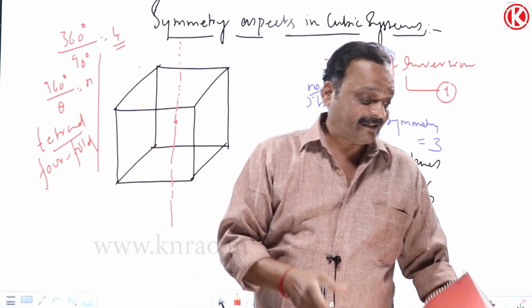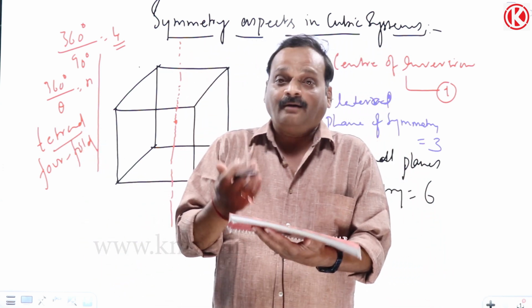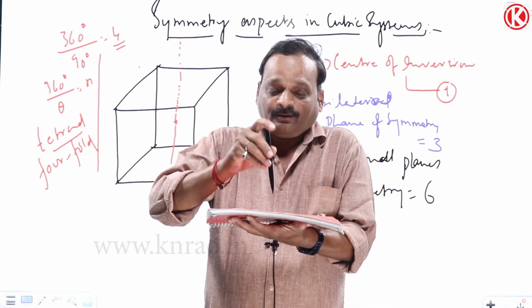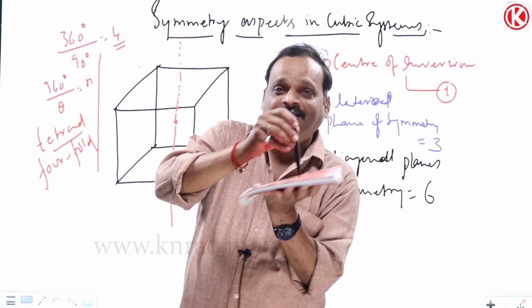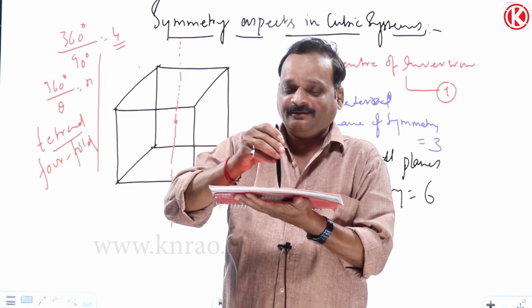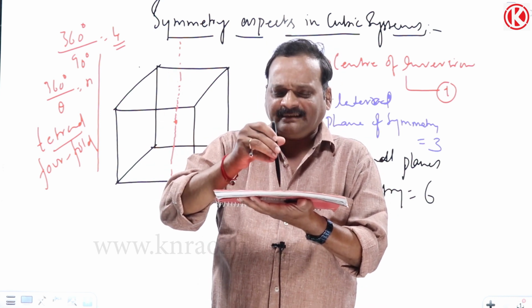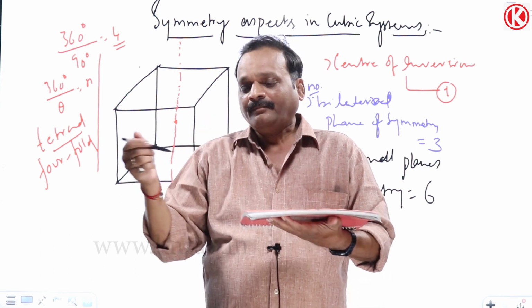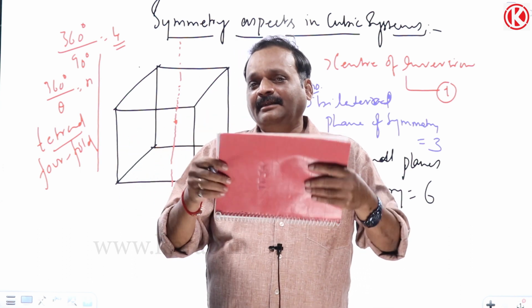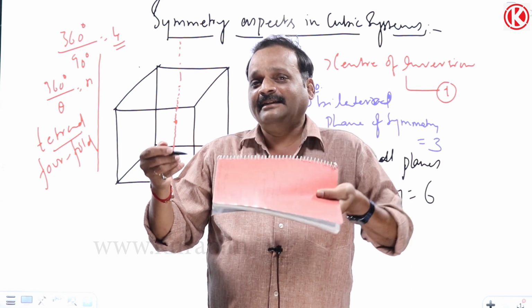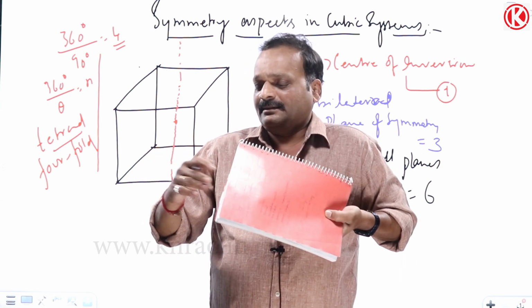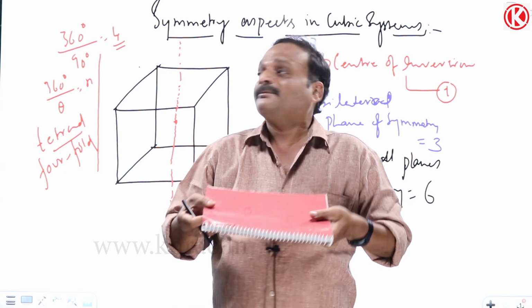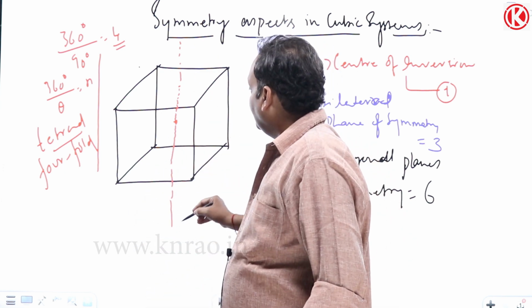How many such tetrad axes are there? Now we have to count how many such. I can rotate the cube about this axis like this. That is what we have seen. Now, is this the only axis about which I can rotate the cube? Imagine this is a cube. I put the axis like this and keep on rotating the book like this: 90, 90, 90. This time also, the cube appears the same as before. Means this is not the only tetrad axis.